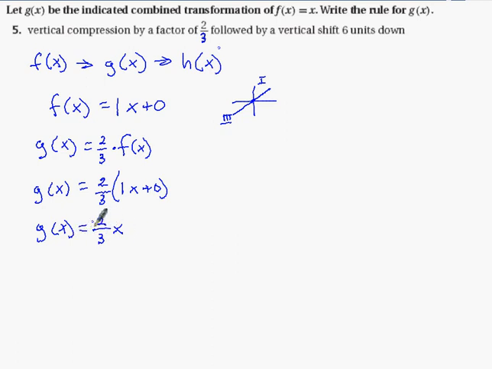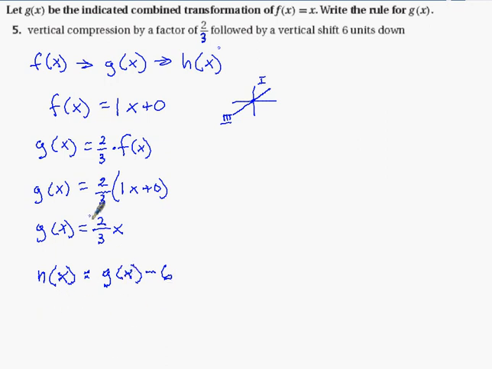But now what we want to do is we want to take and shift this 6 units down. So we're going to take this function now and perform something else. So we are going to call this end function, the last movement, h of x. And h of x is just the previous function, and shifting down, we're going to subtract from that previous function. So we're shifting down 6 units.